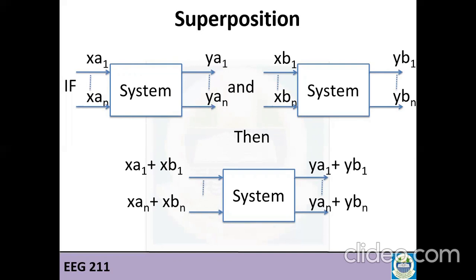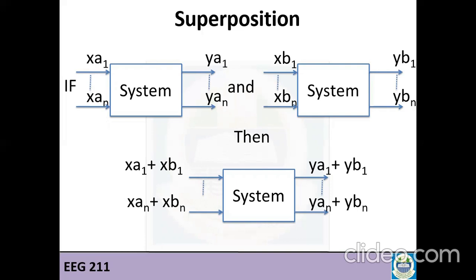So what this tells us is that when we combine inputs into a system which satisfies superposition, the resulting output will be a linear combination of the outputs when the individual inputs were applied alone.